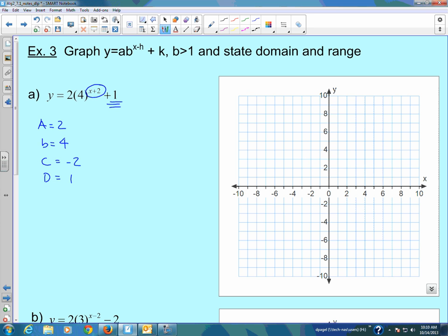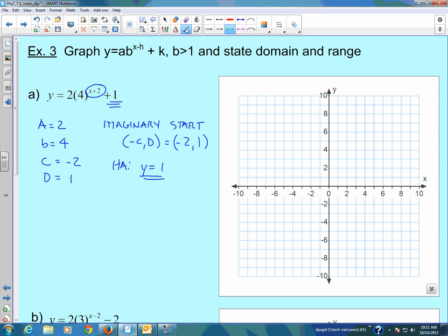So now my imaginary starting point, which is where all of my movements come from, is different. The negative CD value now is negative 2, 1. And once you know where your starting point is, the D part tells you what your horizontal asymptote is. All right, so now I have a horizontal asymptote at y equals 1. Well, so that's different so far. So there I am at y equals 1.